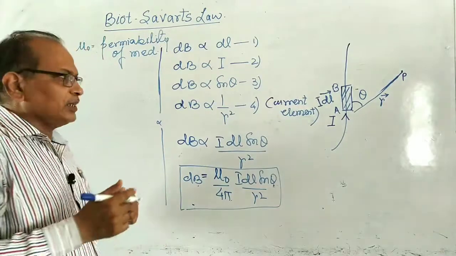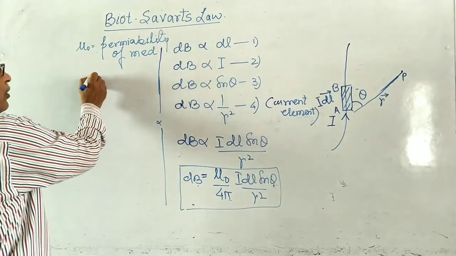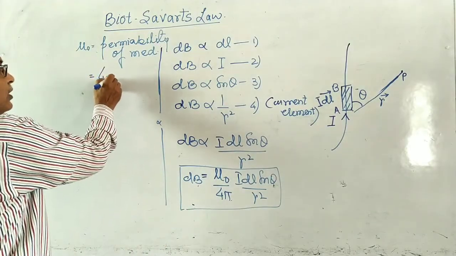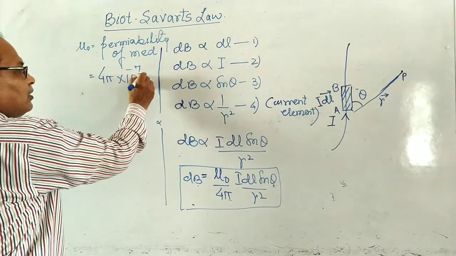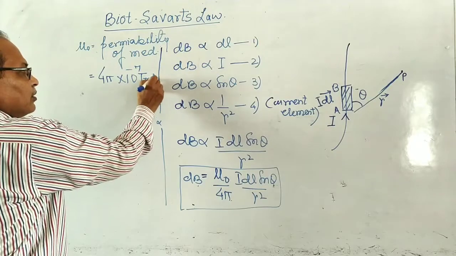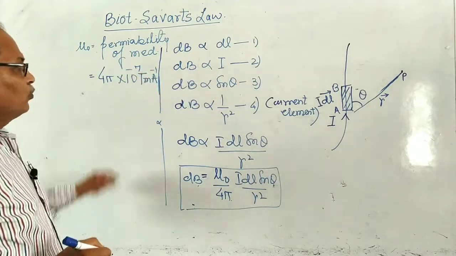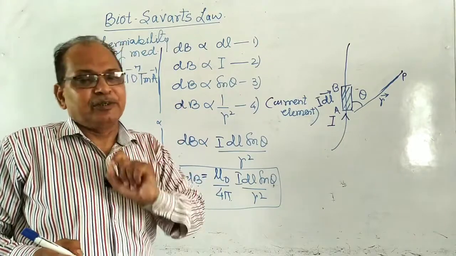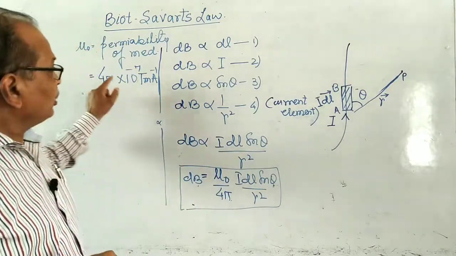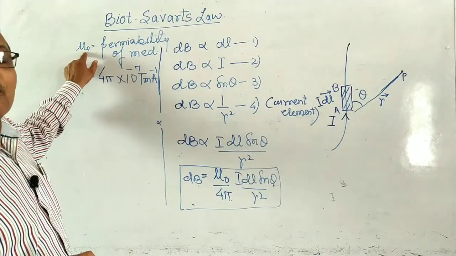For the free space, the value of mu naught will be 4 pi into 10 to the power minus 7 Tesla meter per ampere. 4 pi into 10 to the power minus 7 Tesla meter per ampere. This is only for the free space.